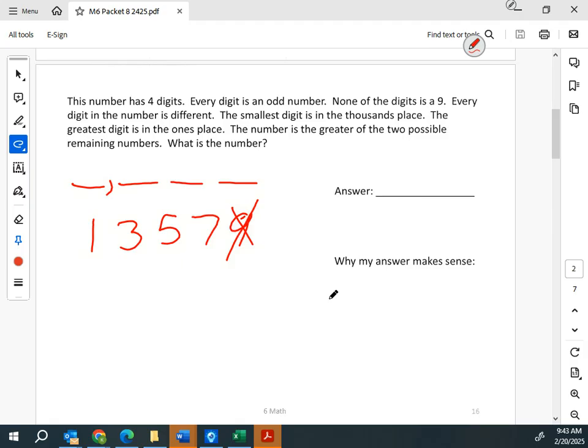Which place is my thousands place? Adeline? The last one on the right, or left. This one way over on the left is the thousands place. The greatest digit is in the ones place. So you need to look, what's our smallest digit here? That one goes into the thousands place. What is the greatest digit? That one goes into that ones place. Then we're left with 2 numbers.